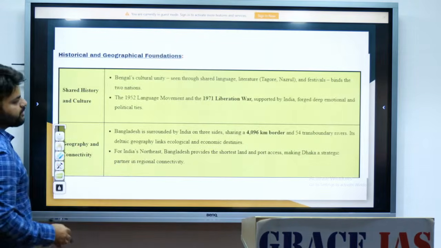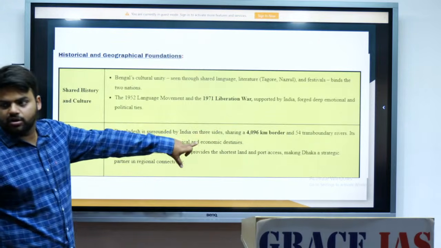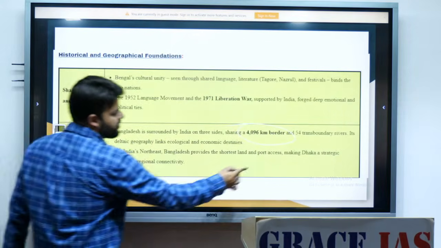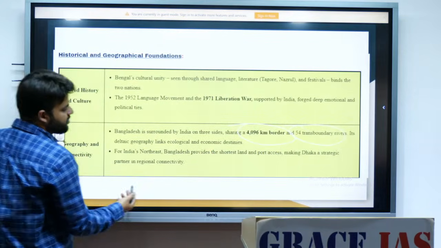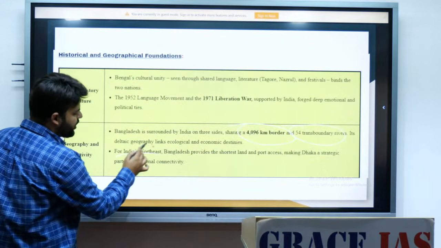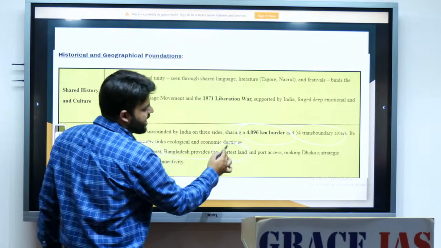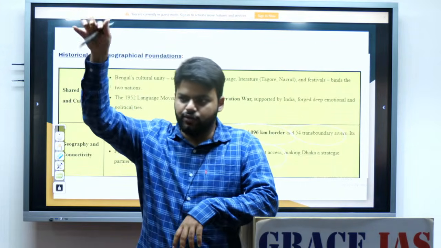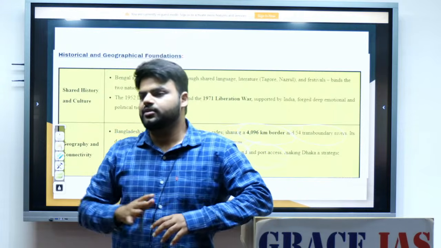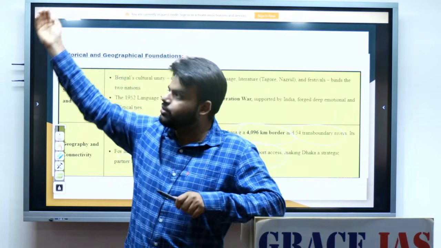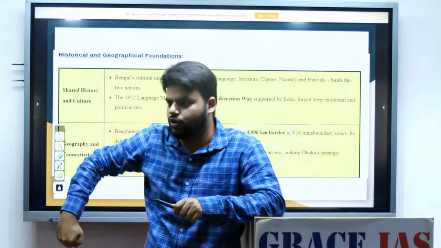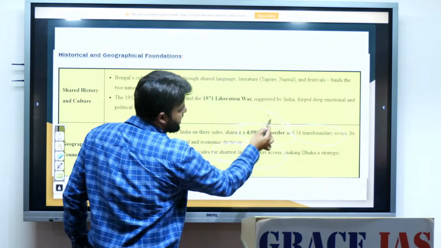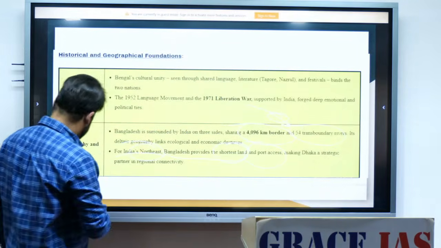See, is it visible or is it too small? You can read? Okay. This is the land border 4096, 54 transboundary rivers are there. Okay. For India's northeast, Bangladesh provides shortest land and port access. Right? If you are somewhere in Meghalaya and you want to ship something from the sea route, one option is you will have to come through all encircling through the chicken corridor and come to Bengal, and then through Bengal you have to trade. Other is Bangladesh is very close there, so they can directly, if let us suppose, I will draw a map for better understanding.